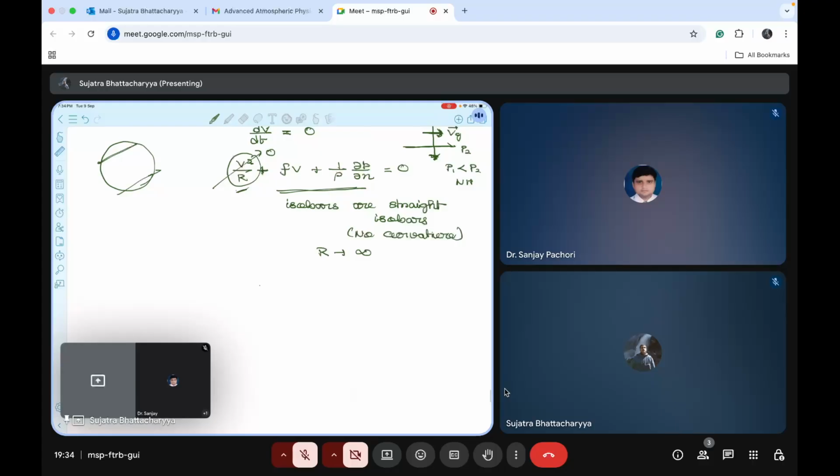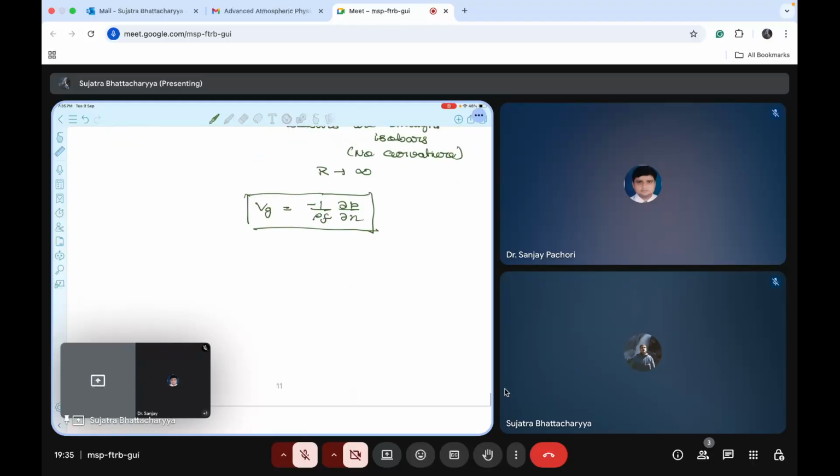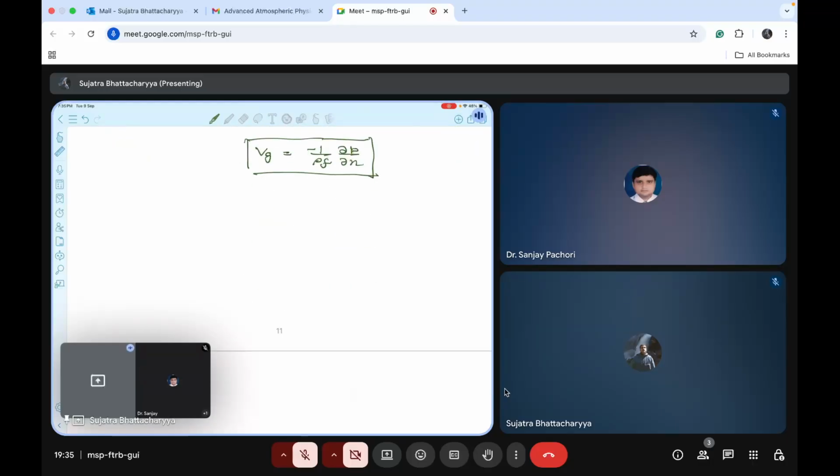So your Vg becomes (1/ρf)(-∂p/∂n). And this is the exact expression we got when we were deriving the geostrophic wind. Almost similar, right? But based on your s hat and n hat, you get a negative sign. Okay, this is how the geostrophic wind looks. There is another wind which is called the gradient wind, which we will come to later in the next session. But let us discuss another flow, which is called the inertial flow.